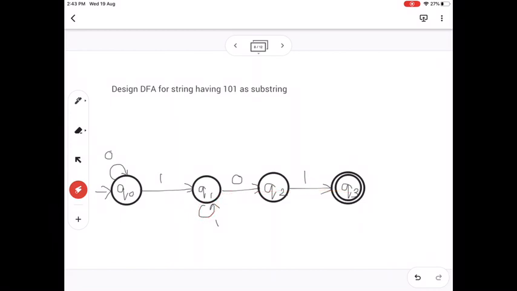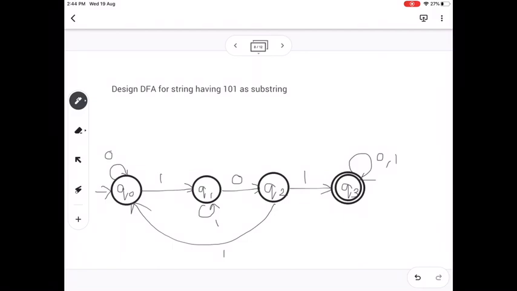Okay. Then, at Q2, if I get 1, I go further. For 0, I have to go back. Okay. So, if I get input 0, I will go back to the initial state. Then, once we have got 101, whatever I get, I remain in the final state. So, whatever I get, 0 or 1, I remain in the final state. So, this is the DFA for strings having 101 as a substring.